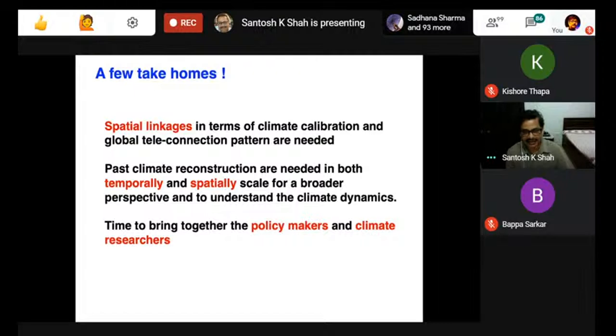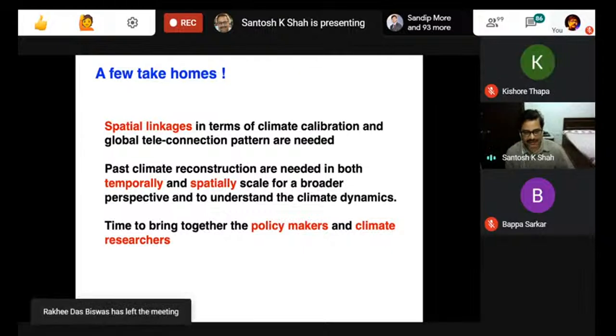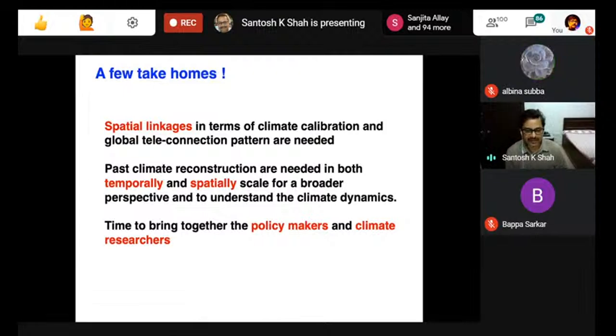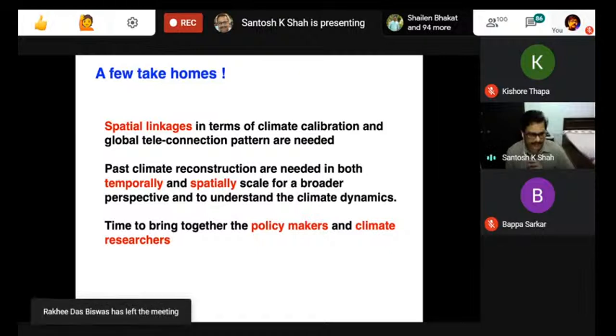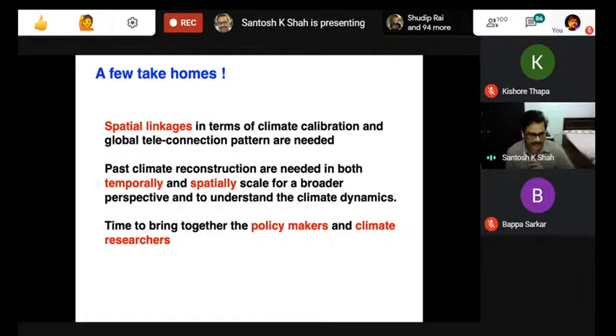So the few take-home points: spatial linkages in terms of climate calibration and global teleconnection patterns are needed in the present climate change study, and past climate reconstructions are needed on both temporal and spatial scales. Temporally, like 1000 years or 1500 years, that we have to see. We have to see on a spatial scale. It is not possible to study one particular site and project that this is the climate of the entire region. No, we have to check with the spatial scale. We have to study on broader scales, like in Eastern Himalaya, we have to study the entire Western Himalayan region. This is required for a broader perspective and to understand the climate dynamics.